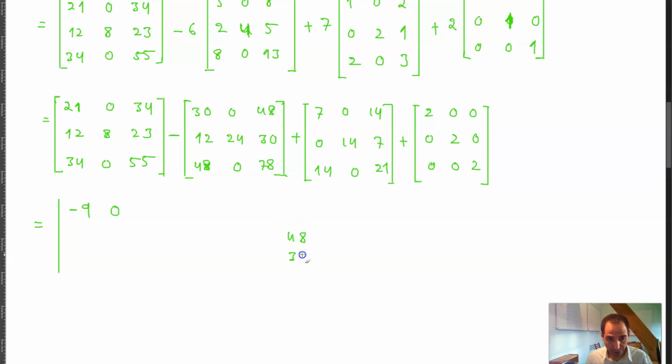-14. And 12 minus 12 is equal to 0. 8 minus 24 is equal to -16. And 23 minus 30 is equal to -7. 34 minus 48 is equal to -14. That's a 0. And 55 minus 78 is equal to -23.